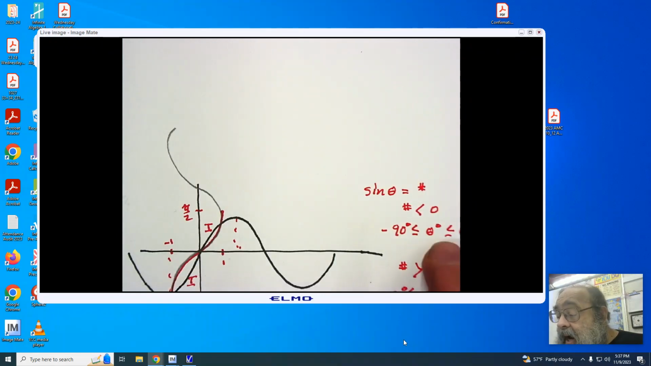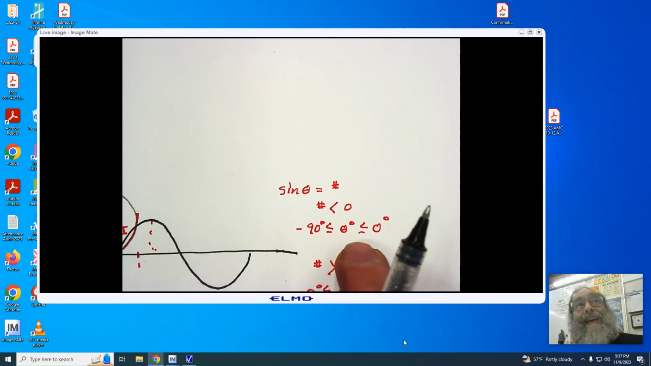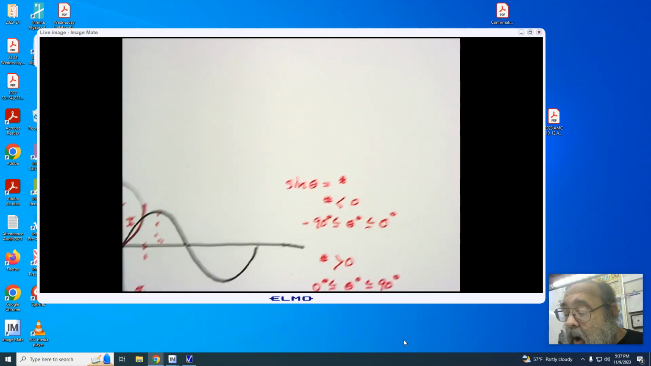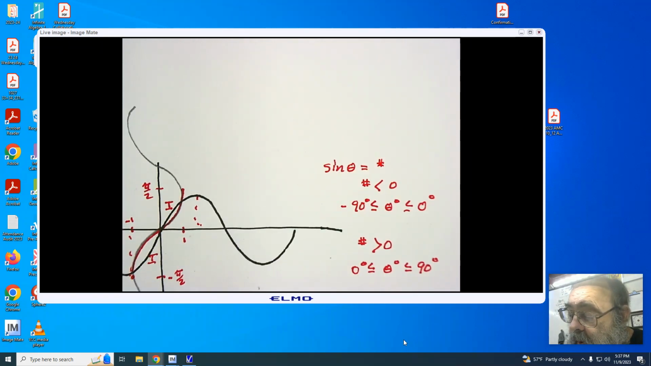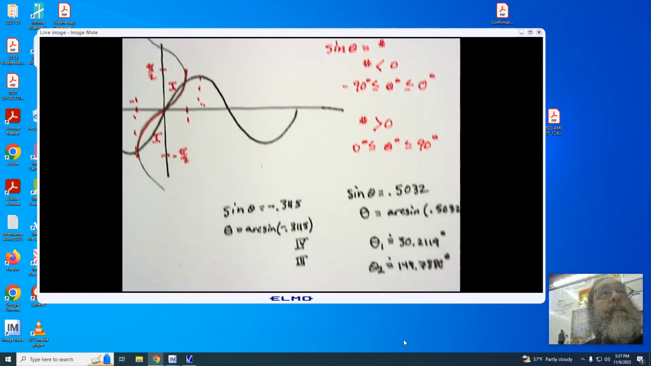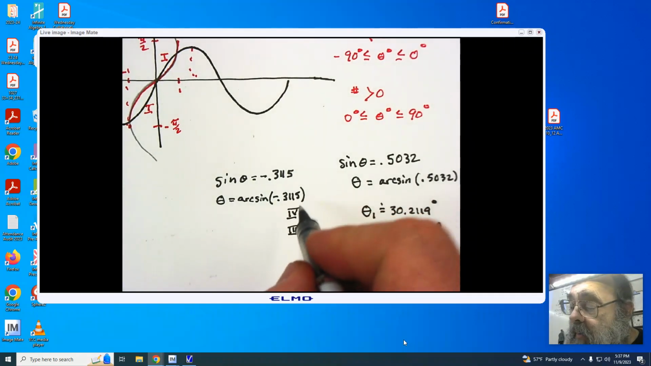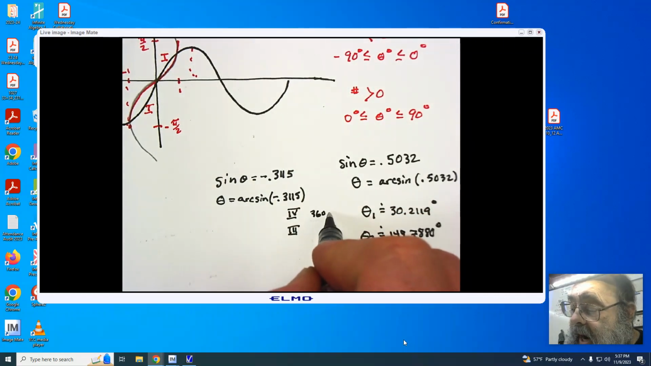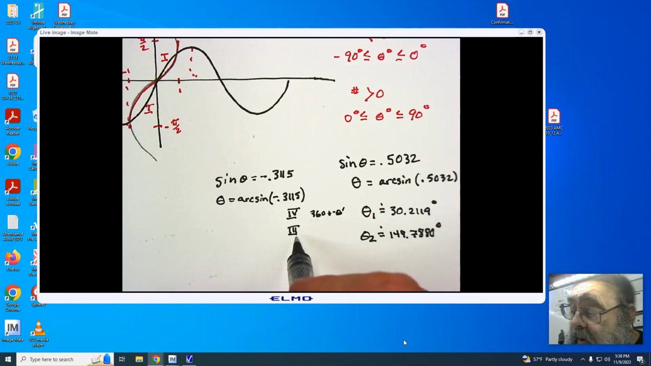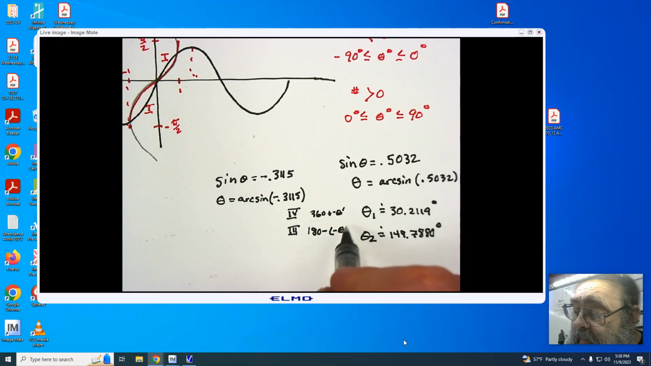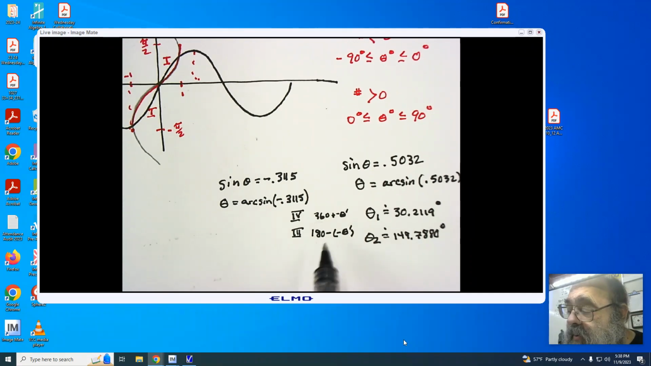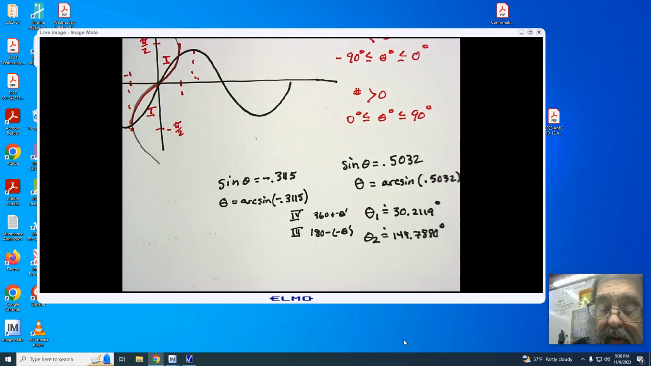Now we know we're going to get an angle degree that's going to be between negative 90 degrees and 0 degrees. It's a negative answer. We know the quadrants that we're working with are quadrant 4 and quadrant 3. In quadrant 4, we're going to take 360 and add our negative theta prime. In the third quadrant, we're going to have to do 180 minus negative theta prime. This will give us the double negative so that we end up adding them together. Here we go.